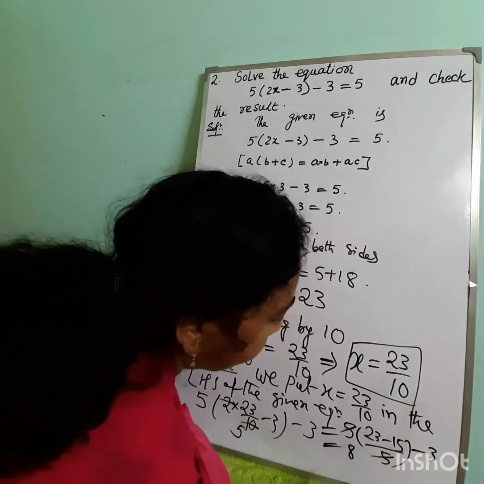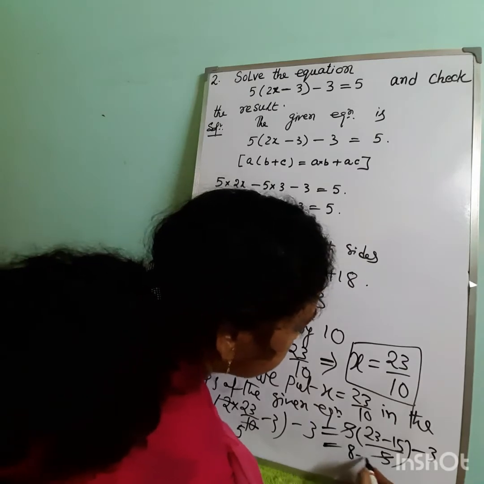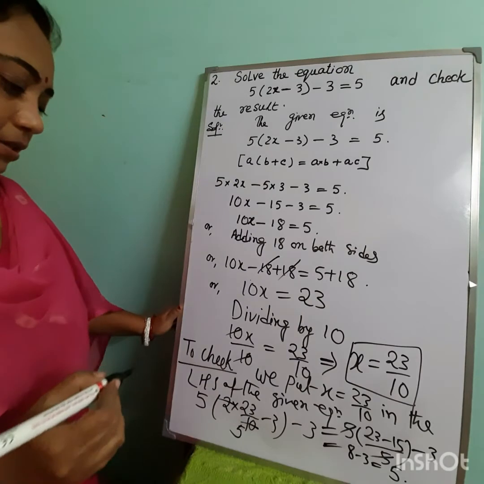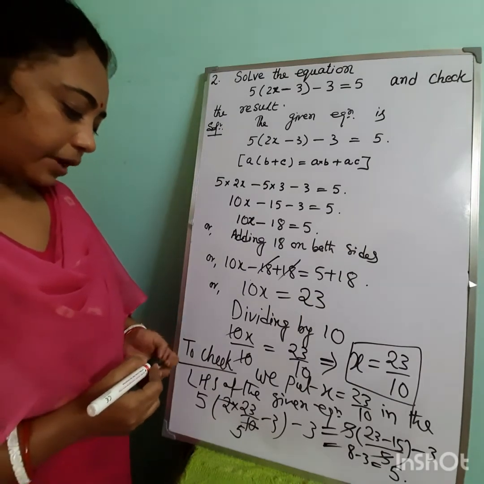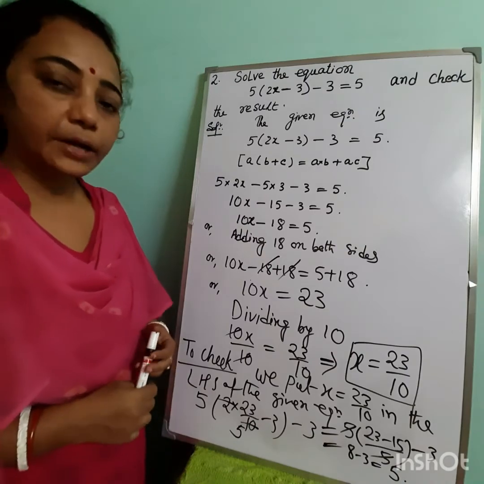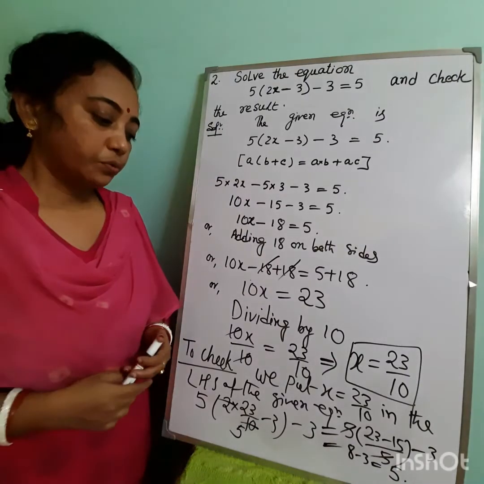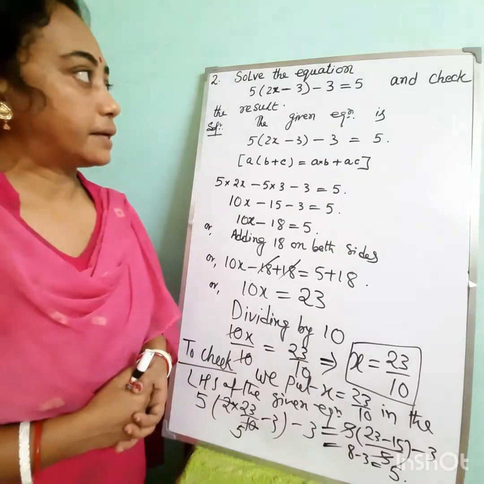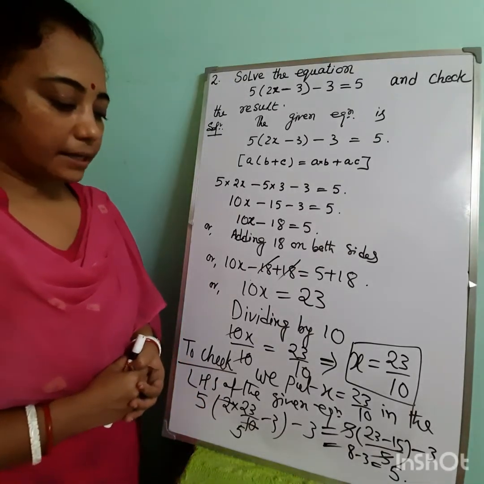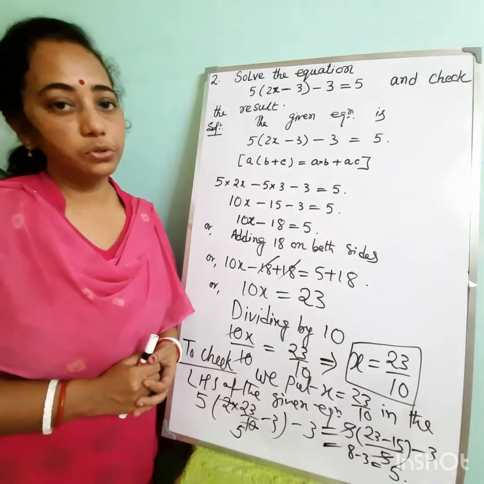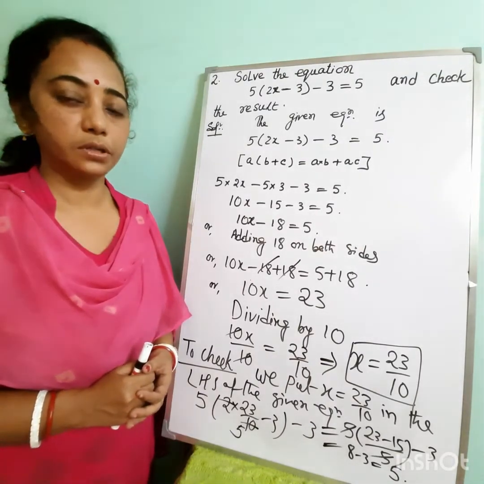So 8 minus 3 is coming here 5, which is equal to the right hand side. So after putting the value of x equals 23 by 10 in the left hand side of the given equation, we get the left hand side equal to 5, which is equal to the right hand side, which shows that x equals 23 by 10 is the correct solution of the given equation.